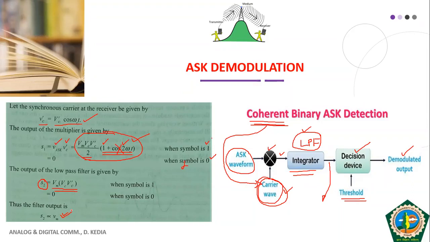Fine. So this was our coherent binary ASK detection, because we have used a locally generated carrier at the receiver side. And as I told you, the performance of your coherent detection technique is at least 3 dB higher as compared to your non-coherent technique. But because of this carrier wave presence, my complexity has increased because I need to synchronize this locally generated carrier with the carrier which is present as a part of the ASK waveform. So that synchronization part adds complexity to the system.